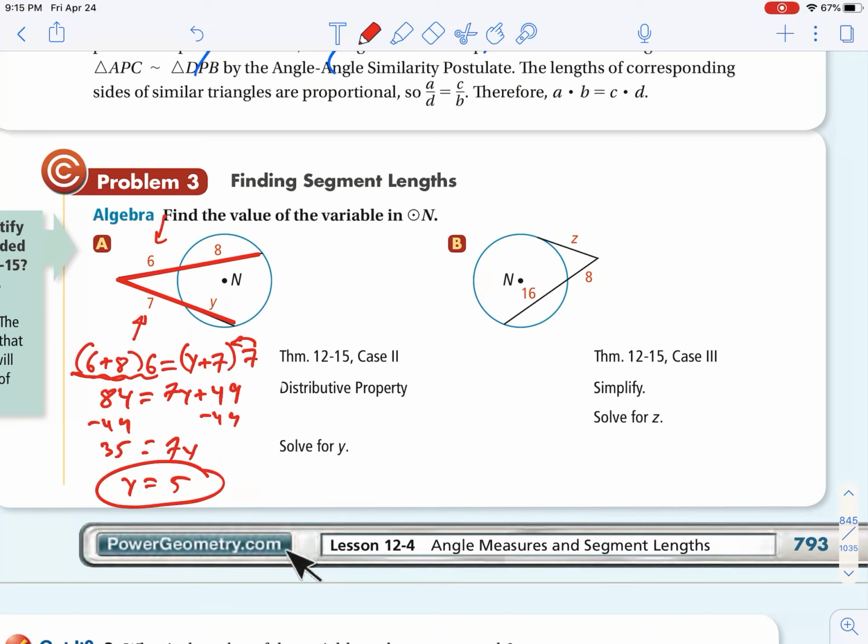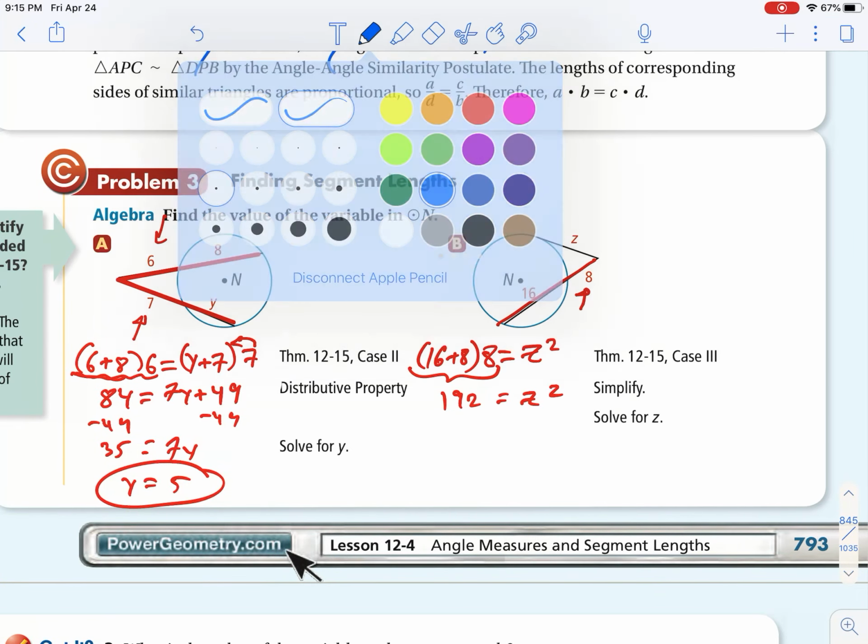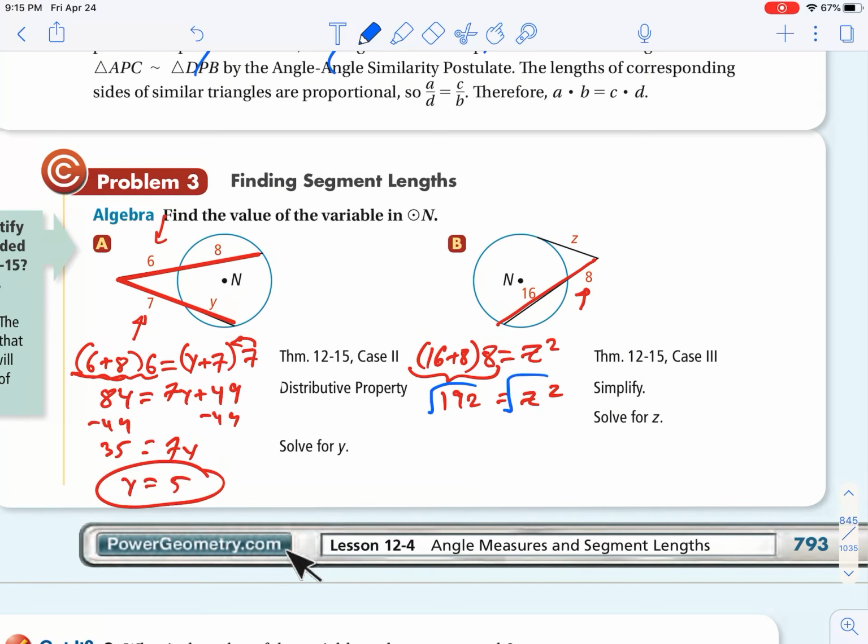Not so bad. In this case here, notice that's a tangent. So again, we're going to get the length of that entire secant and multiply it by the outside part. So 16 plus 8 times 8 equals z squared. Let's see what we got. Simplify that, that's 192. Right, z squared. Just make sure you see that squared. And then we're going to take the square root of each side. So z is approximately 13.9.